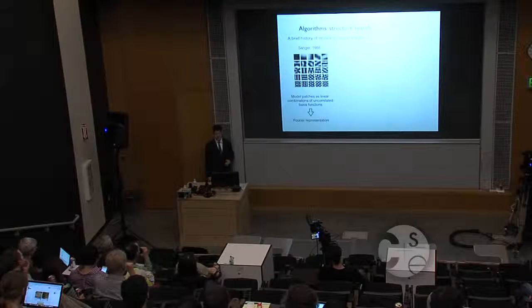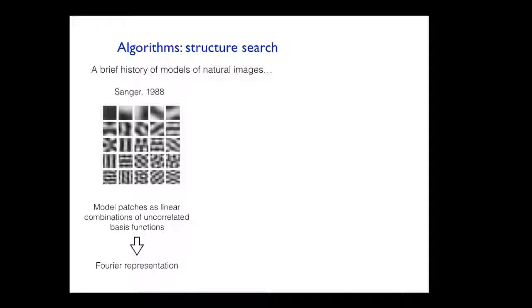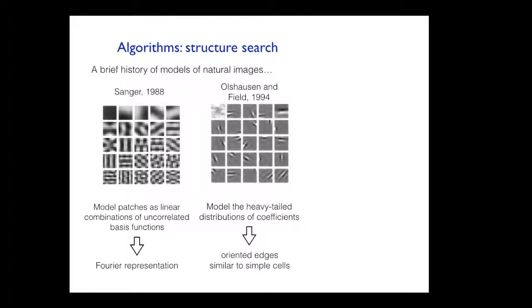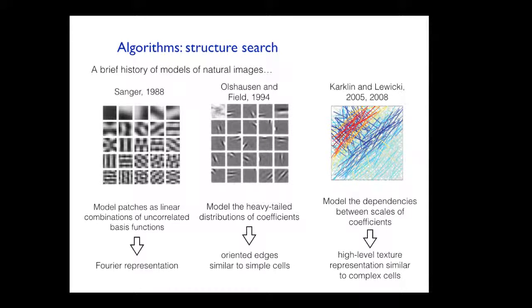I'll take inspiration from the history of research on models of natural images. So back in the 80s, people noticed that if you take a patch from a natural image, let's say 12 by 12, you could model it in terms of combinations of uncorrelated basis functions. And this results in a Fourier representation. In the 90s, people noticed that the coefficients in this representation have a sparse distribution. And so if they encode the sparsity in the model and fit that, then they wind up with a set of oriented filters similar to the representations you find in the primary visual cortex, in particular the simple cells in the primary visual cortex. In the 2000s, people went a step further and modeled the dependencies between the magnitudes of different variables. Or in particular, you can think of it in terms of the dependencies in the sparsity pattern in this representation. And what they wound up with is a high-level textural representation.